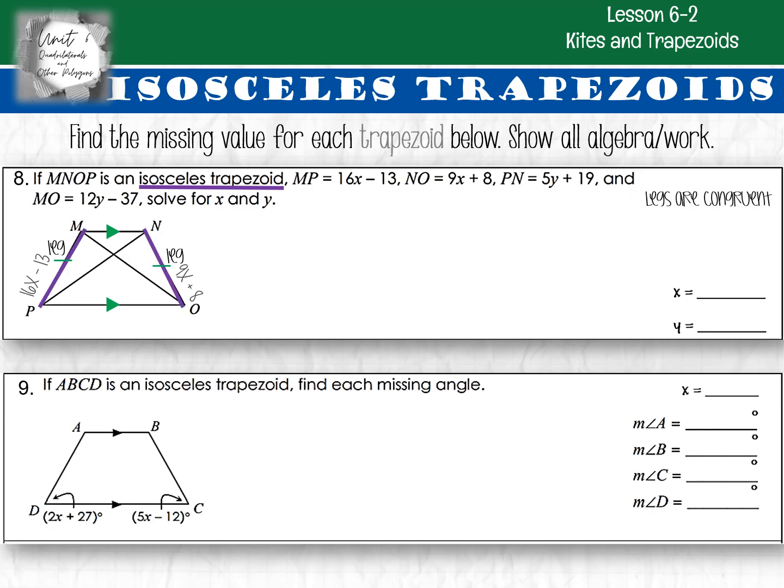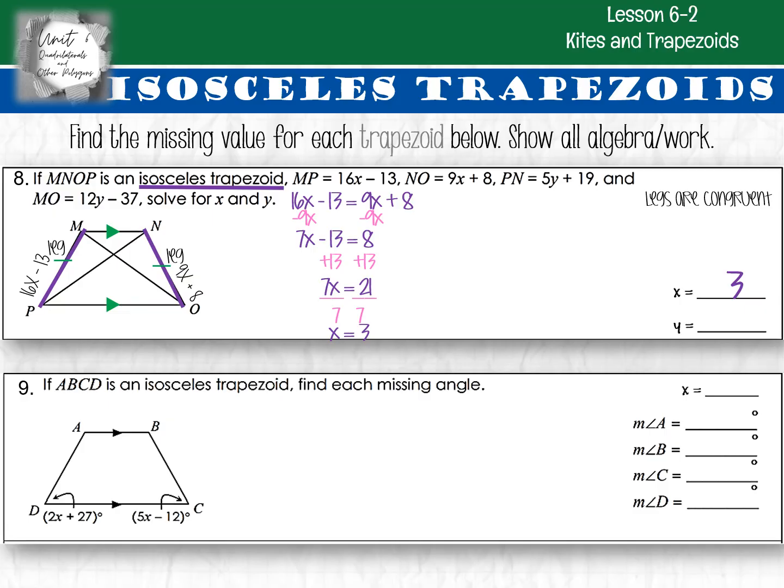So write an equation. So 16x minus 13 equals 9x plus 8. Solve the equation. Subtract 9x on both sides. We get 7x minus 13 equals 8. Add 13 to both sides. 7x is 21. Divide both sides by 7. X is 3. So there's one answer.